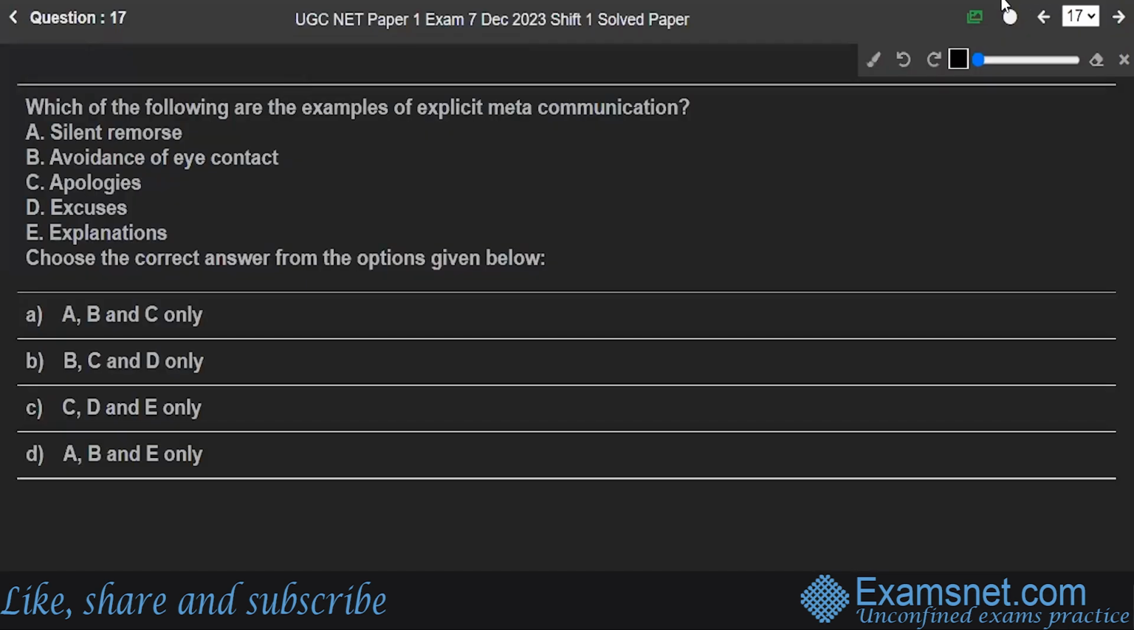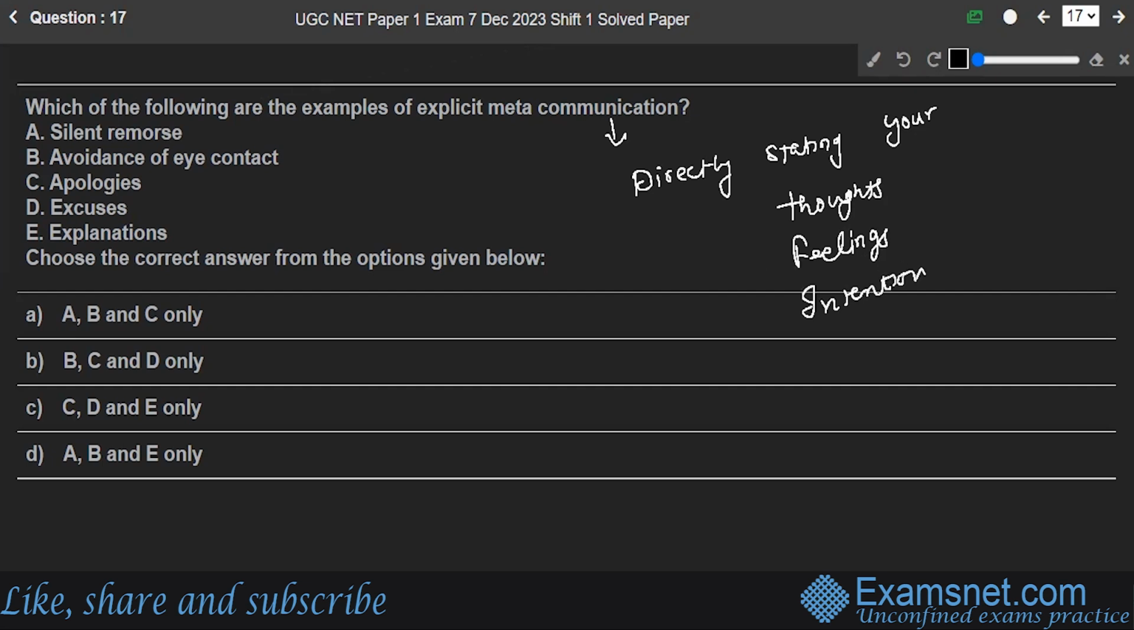Question number 17. Which of the following are examples of explicit meta communication: silent remorse, avoidance of eye contact, apologies, excuses, explanations? We have to find out the correct answers out of these. Okay, let's see. First of all, explicit meta communication, what is this? This involves directly stating your thoughts, feelings, intentions about the communication itself. It uses clear and unambiguous language to clarify your message and prevent misunderstanding.